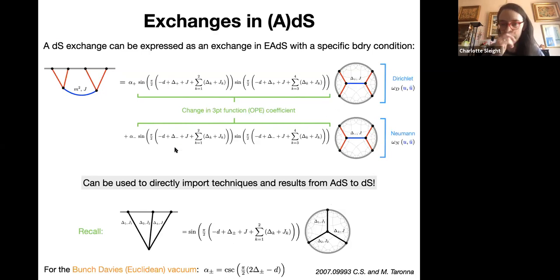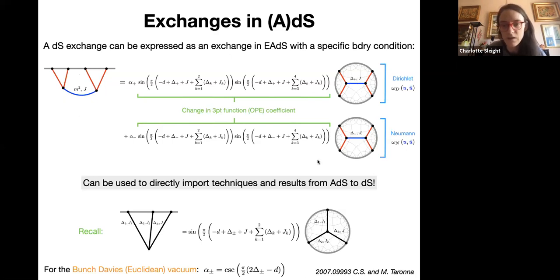Okay. So this expression is exciting because it tells you that although we established this expression using the Mellin-Barnes representation in momentum space, this relation between exchanges in de Sitter and AdS holds regardless of the way that we choose to represent these exchanges. So it holds both in position space and momentum space.